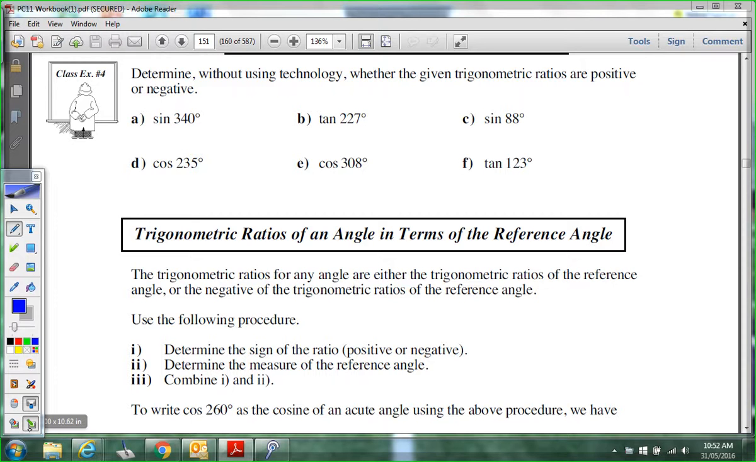Correct. Okay, so 340 is in quadrant 4. Quadrant 4 is a C. Okay, therefore that means it's a C, so cosine's positive, everything else is negative. Okay, Joe, so you want to try 227?